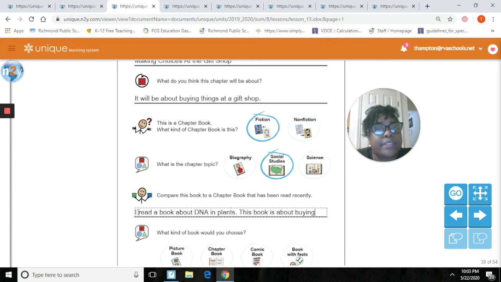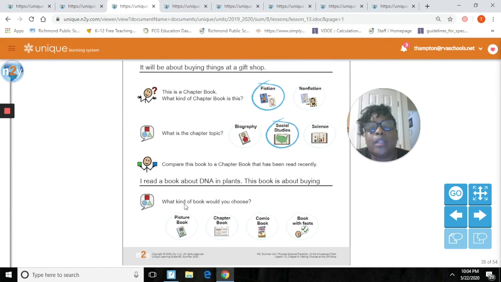Well, that's the difference. One book is about buying things, but the other book was about DNA and plants. Two different topics. So that's what you're doing when you're comparing. Okay? All right. So now let's move on.